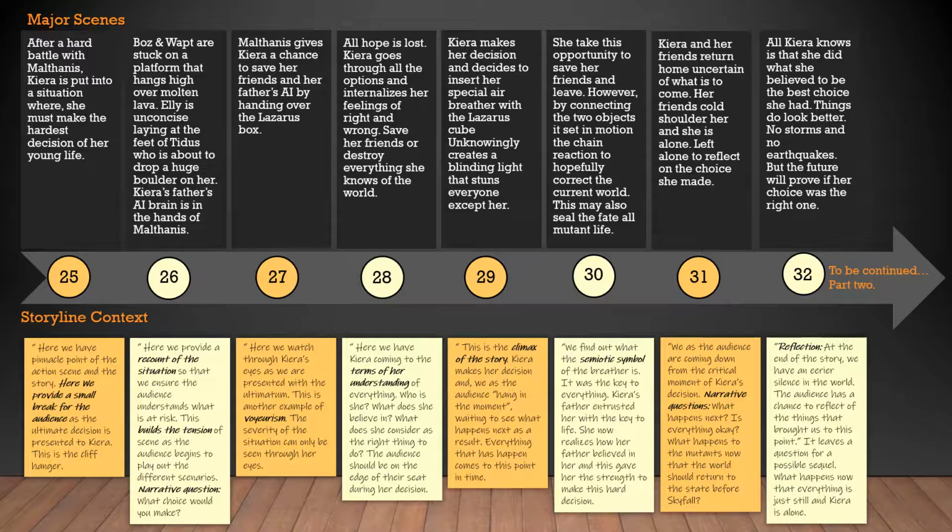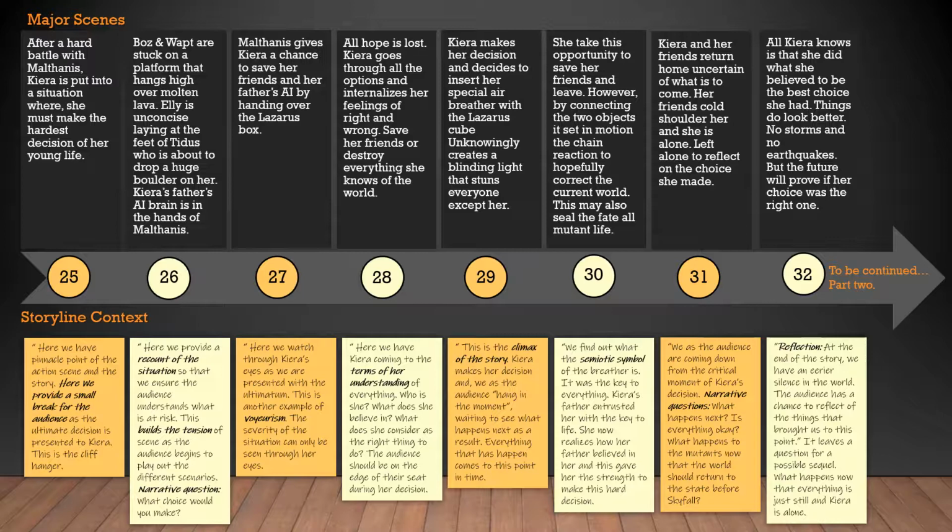In scene 26, Boz and Wap are stuck on a platform that hangs high over molten lava. Ellie is unconscious lying at the feet of Titus, who's about to drop a huge boulder on her. And to top it off, Kara's father's AI brain is in the hands of Malthanis. In this scene, we provide a recount of the situation so that we can ensure the audience understands what's at risk. This builds on the tension of the scene, and the audience begins to play out different scenarios. We create narrative questions like, what would you do if you had to make the choice?